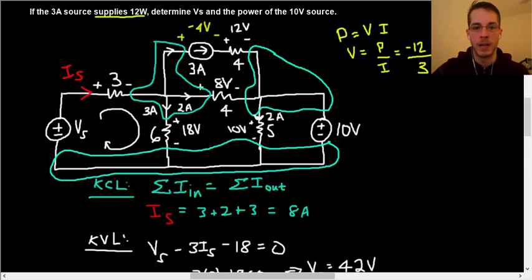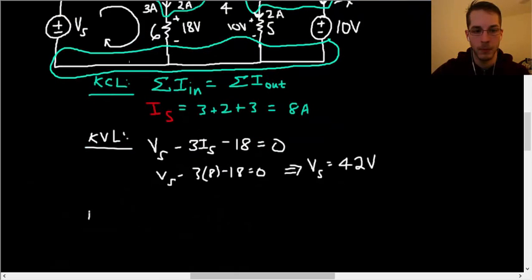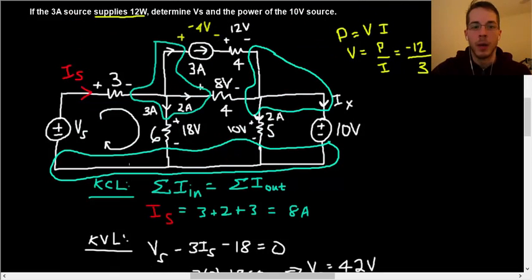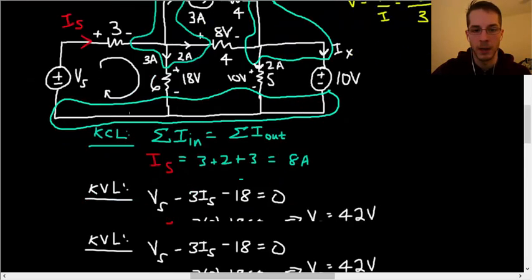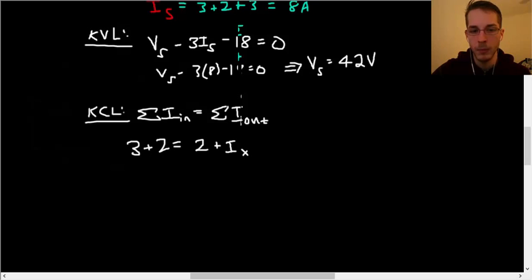Okay, so now we can do KCL at the top right-hand node, so right in this node. Also, we need to label the current through the 10-volt source. Again, the current has to go down into the positive terminal. We'll call this IX. Okay, so doing KCL, in is equal to out. Okay, so what's entering this node? We have the 3 amp current source pushing current into the node, and we have the 2 amps from the 4 ohms. So we have 3 amps plus 2 amps is equal to 2 amps plus IX. Therefore, IX is going to be equal to 3 amps.